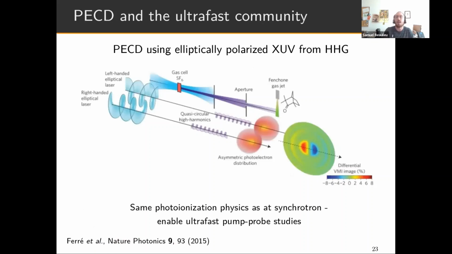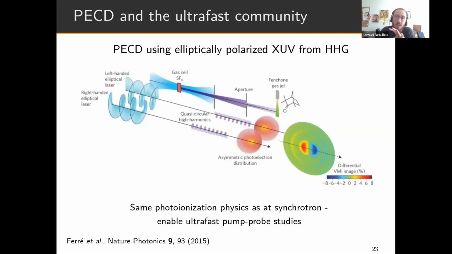So one of these breakthroughs is the first demonstration of photoelectron circular dichroism using ultra-short elliptically polarized XUV pulses emerging from resonant HHG in the SF6 molecule. Indeed, by using a very slightly elliptical driving pulse, the team here in Bordeaux has shown that XUV radiation can emerge highly elliptical. So the ellipticity is strongly enhanced from the driving pulse to the XUV when the harmonics are generated near the shape resonance in an SF6 gas jet.